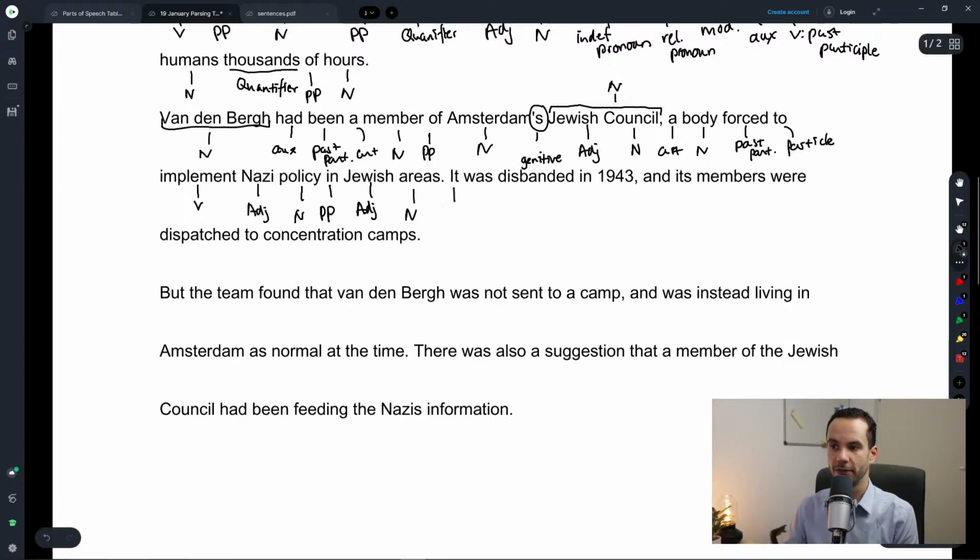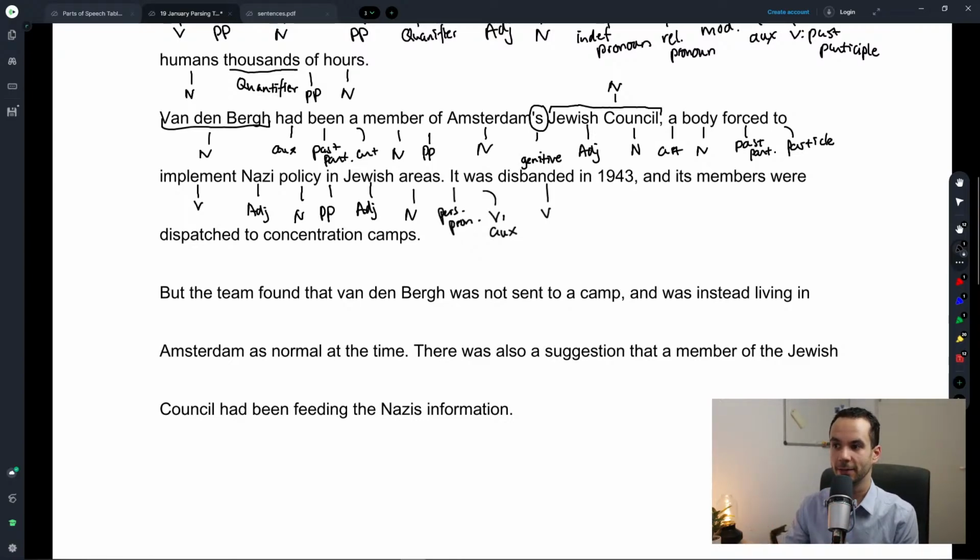Okay, then we have it, personal pronoun. Was, verb. Disbanded, verb. And was is in this case not a copula but an auxiliary, and it's used in this case in a sentence which is past simple passive. So this is a past simple passive sentence.